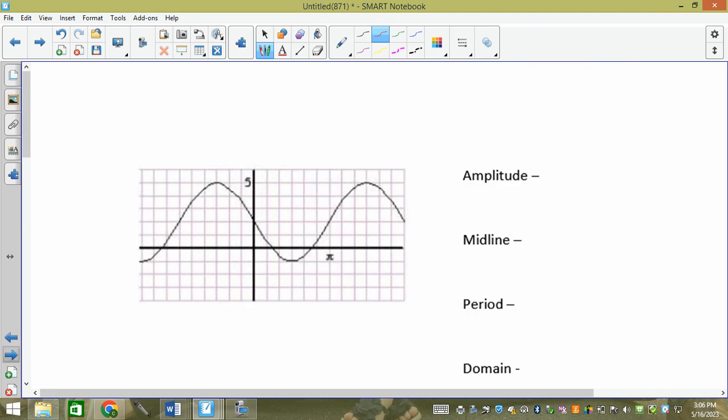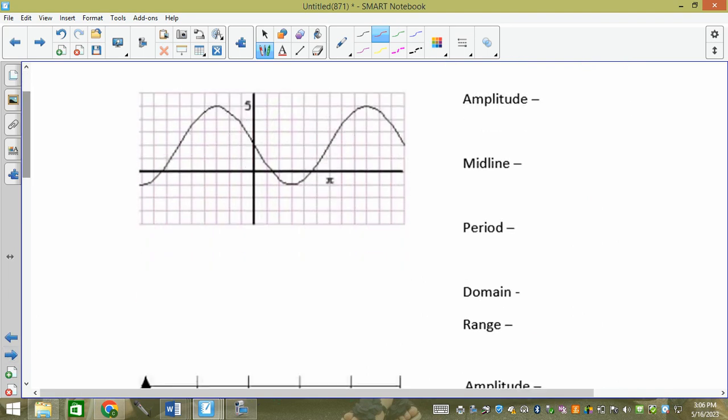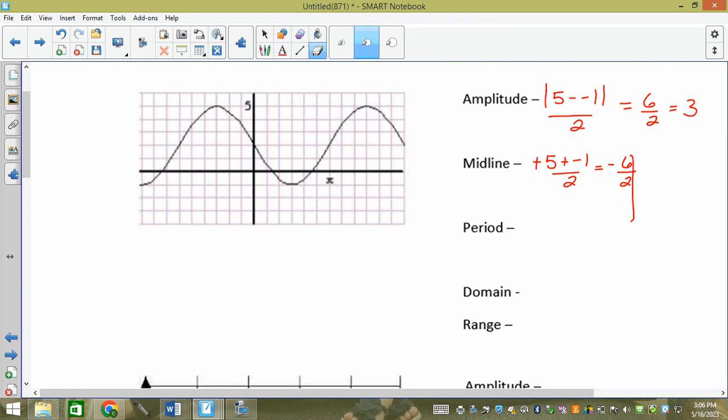All right. For this one, my amplitude is the absolute value of 5 minus negative 1 divided by 2, which is 6 divided by 2, which is 3. The midline is negative 5 plus negative 1 divided by 2, which is negative 6 divided by 2, that's a positive 5, isn't it? Okay. Didn't want to use the eraser anyways. Okay, 6 divided by 2, which is 3.